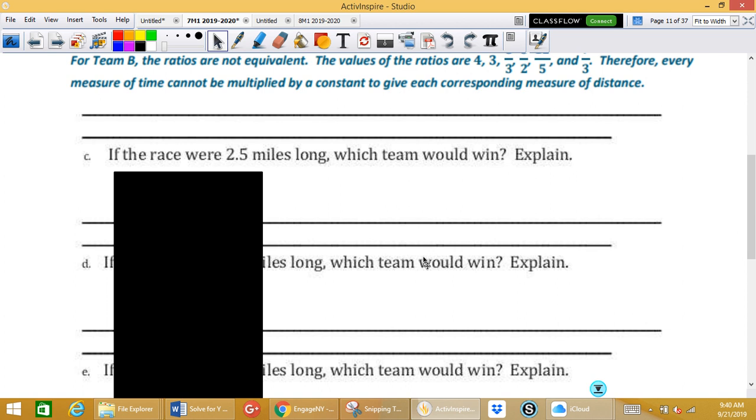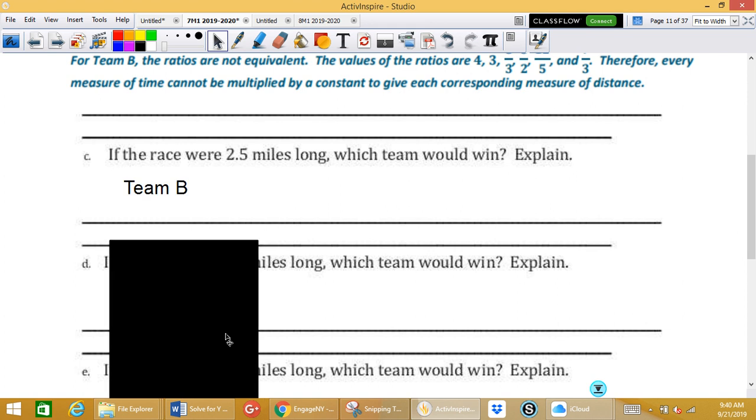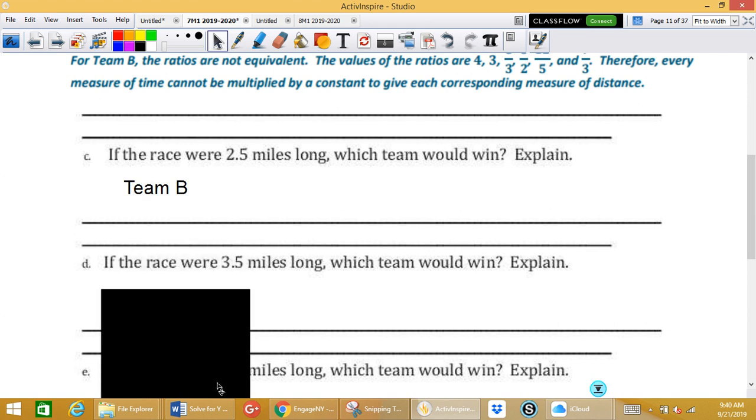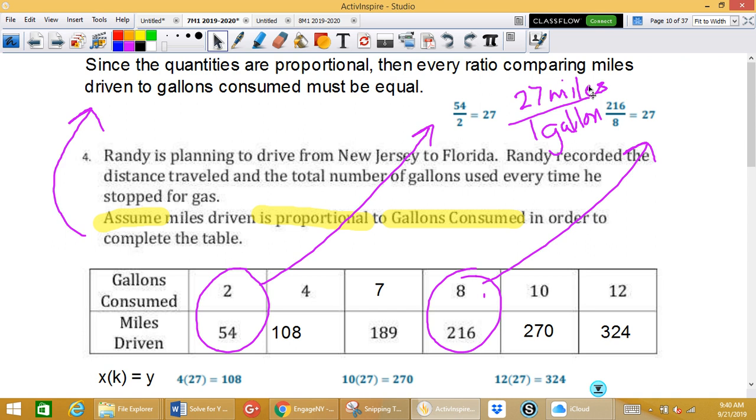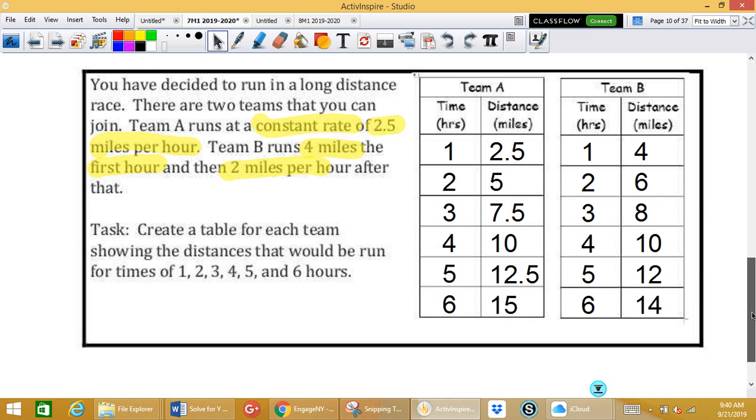If the race was 2.5 miles long, which team? Team B. If it were 3.5 miles long, still Team B. Because if I look, going back here, 2.5 miles is right here, so they'd be at 7. And then at 3 miles, they're at 8, and Team A is only at 7.5. At 3.5 miles, we're still not there.